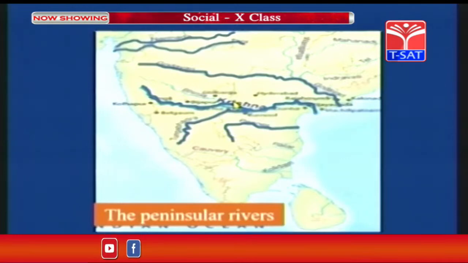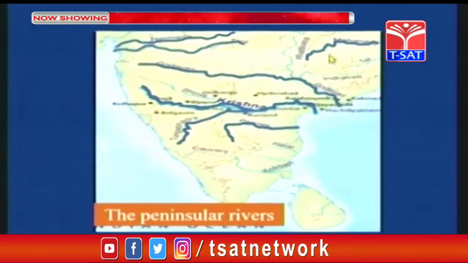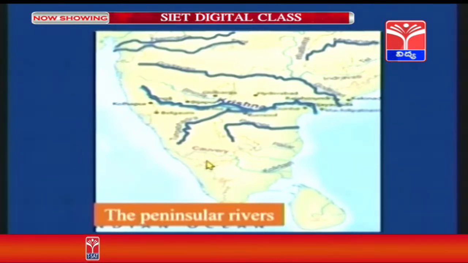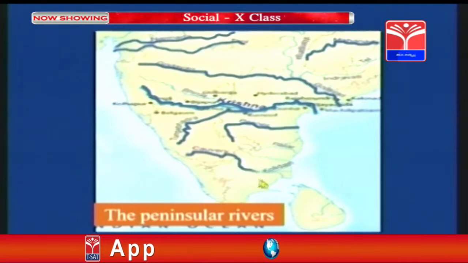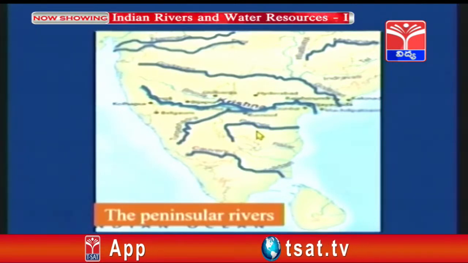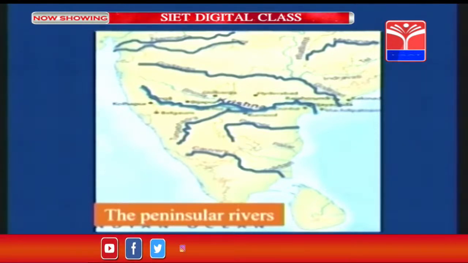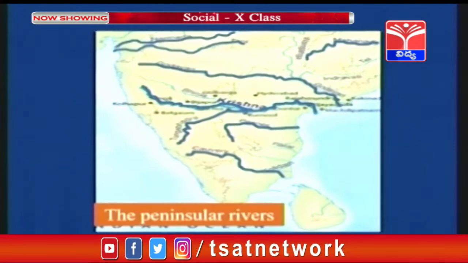And then you can also see river Mahanadi. It is located in Orissa. And then here it is river Kaveri. This is river Kaveri. So I hope you have understood the important rivers of South India, that is the peninsular rivers.